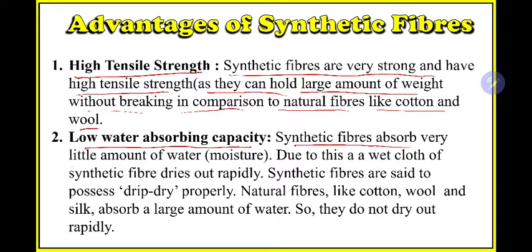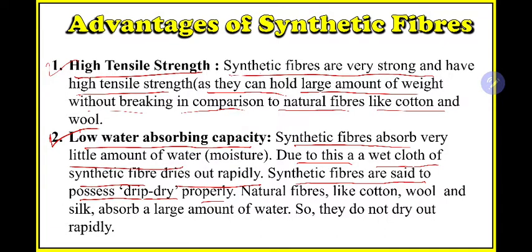Then next is low water absorbing capacity. Synthetic fibers absorb very little moisture. Due to this, a wet cloth of synthetic fiber dries up rapidly. Synthetic fibers are said to possess quick drying. So what they are telling is, we are writing the advantages, the good features. First is high tensile strength, you can stretch it, no problem. Next is low water absorbing capacity.